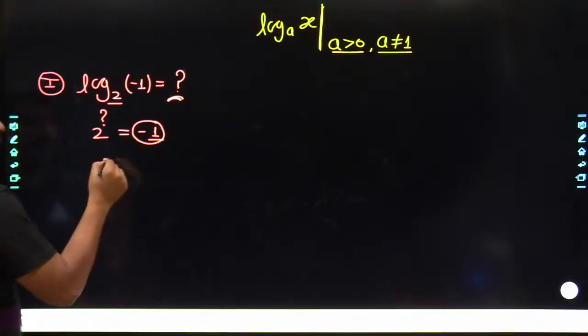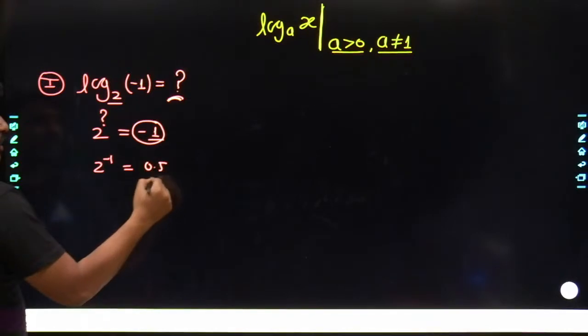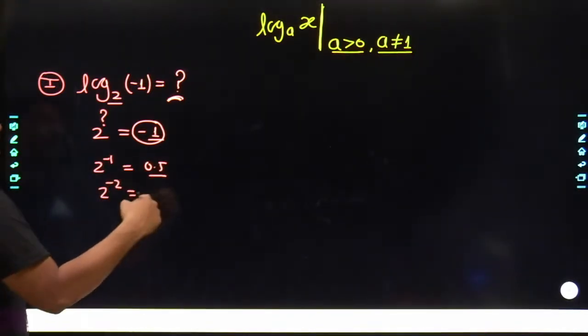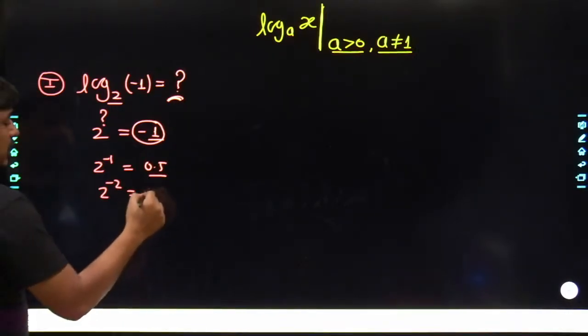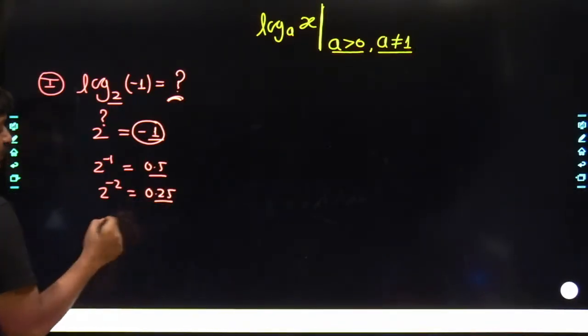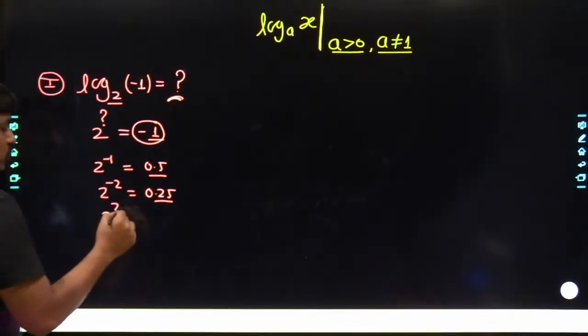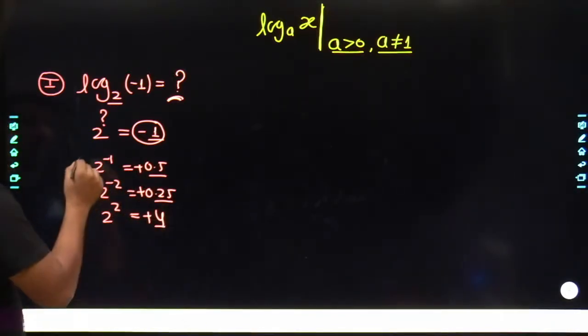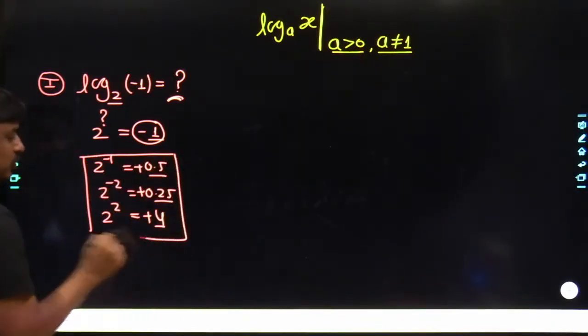2 to the power of -1, what would be the worth of it? It's 1 upon 2, which is precisely equal to 0.5. 2 to the power of -2 would be 1 upon 2 to the power of 2, that is nothing but 1 upon 4, which is simply equal to 0.25. And similarly, if you write 2 to the power of 2, it would be simply 4. So if you notice, all their possible outcomes are positive alone.